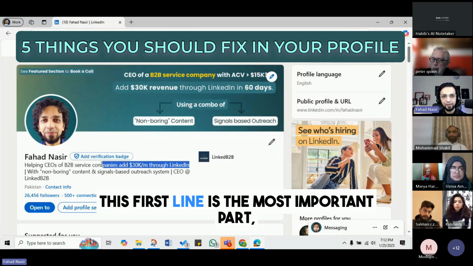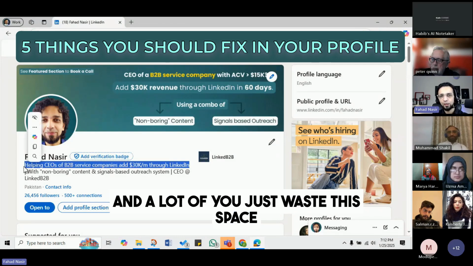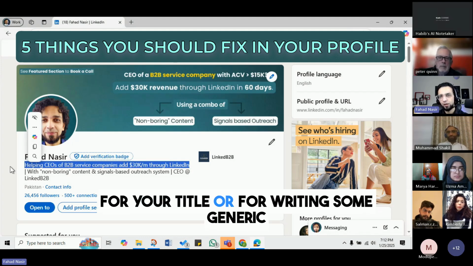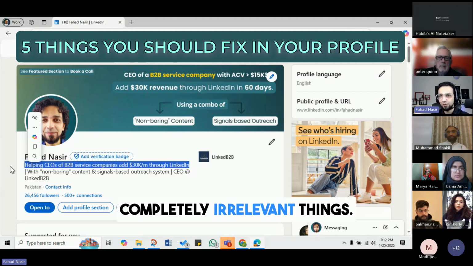This first line is the most important part. And a lot of you just waste this space for your title or for writing some generic, completely irrelevant things.